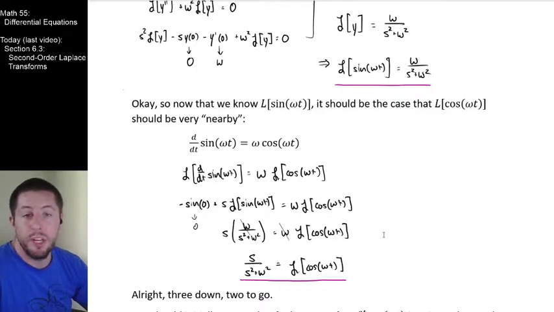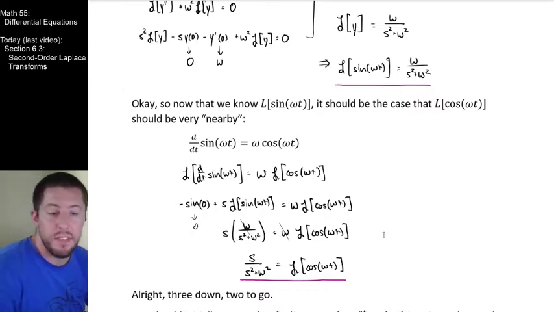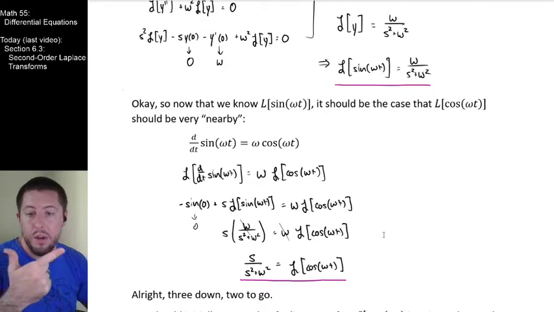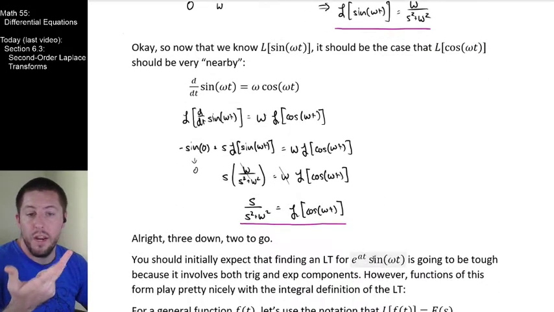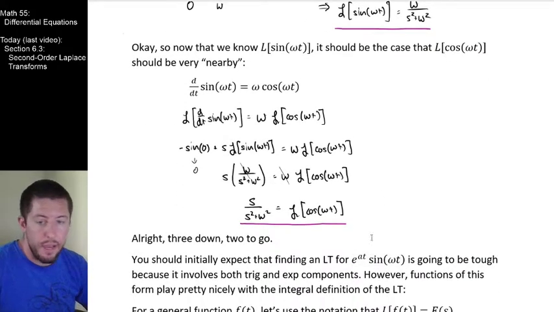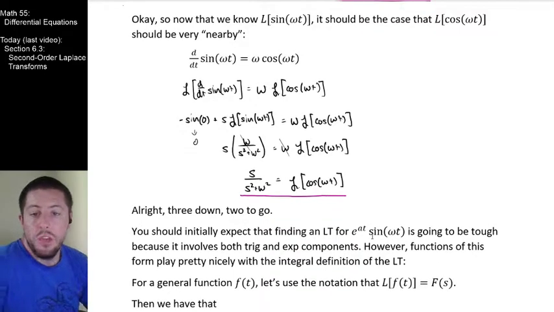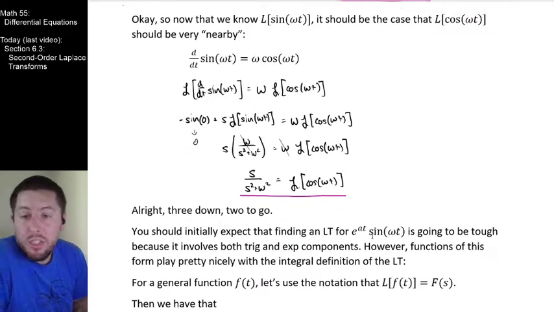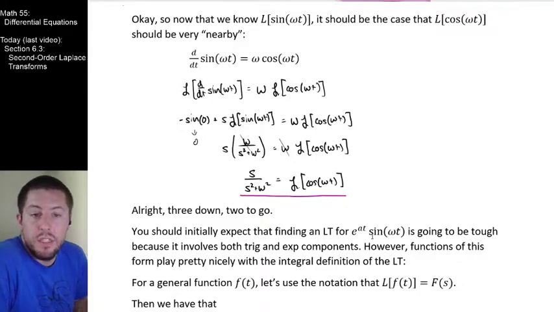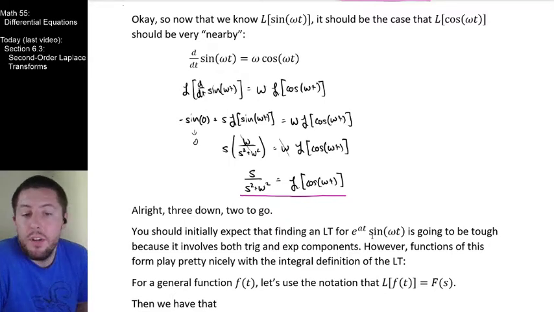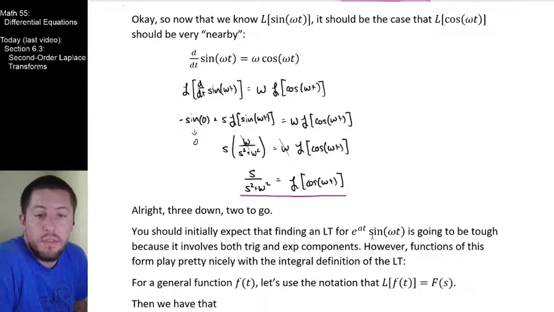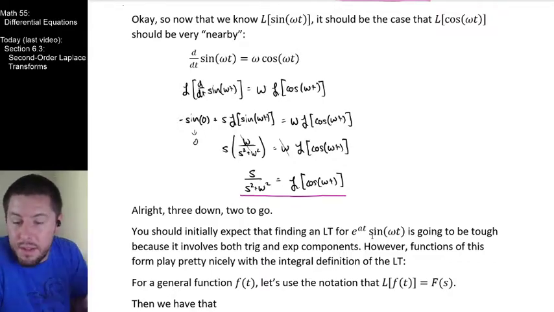All right. So the good news is we've already done our Laplace of the second derivative. We've done our Laplace of sine and cosine. All we need is the two for e to the at sine omega t and cosine omega t here. So let's do them. You should initially expect that finding these Laplace transforms is going to be hard because these functions are composite functions. We're dealing with trig and exponential parts together. However, you should notice that these are going to play pretty nicely with our integral definition of the Laplace transform, because the integral definition also includes an e to the power of something t term in it, like we're going to have in this function right here.